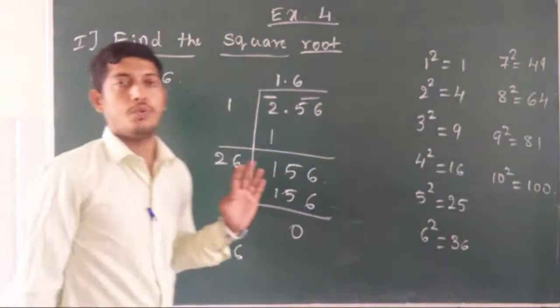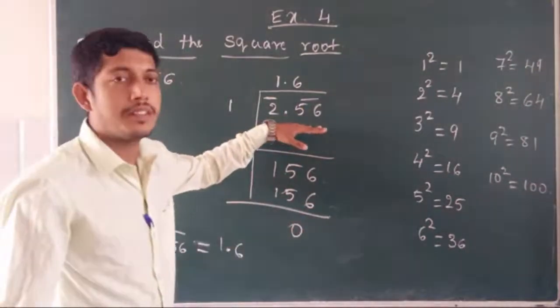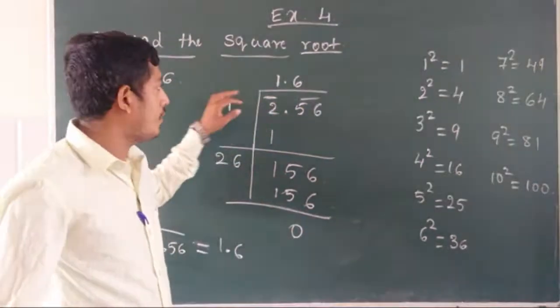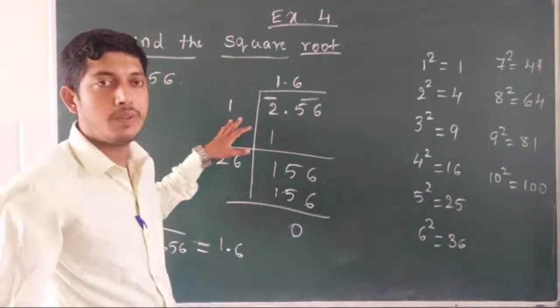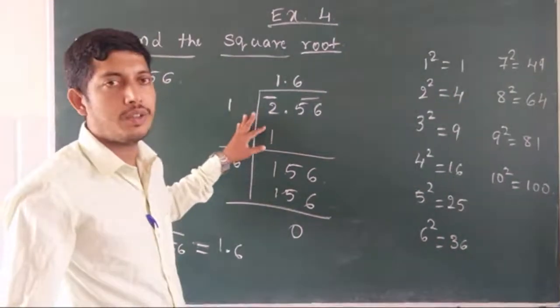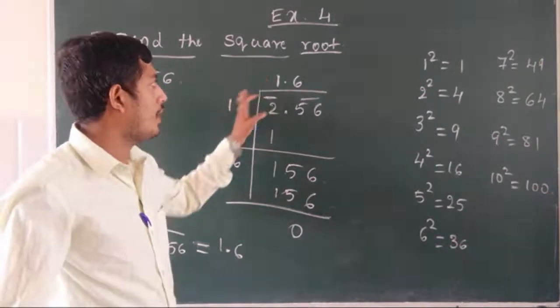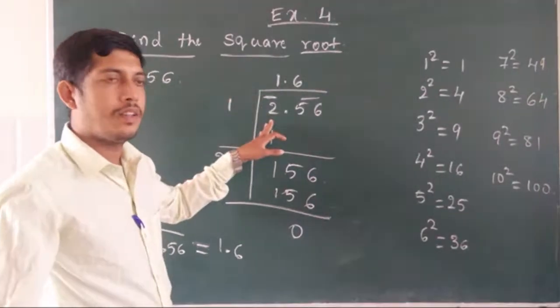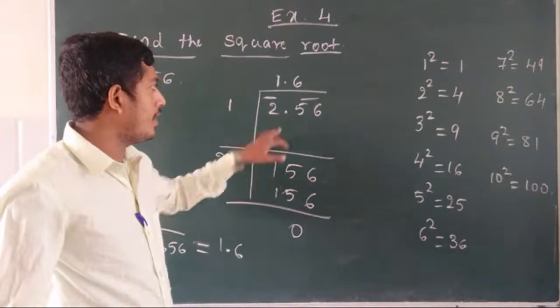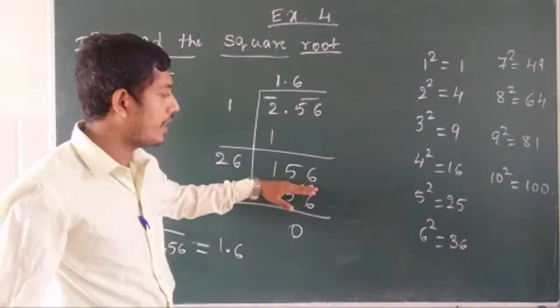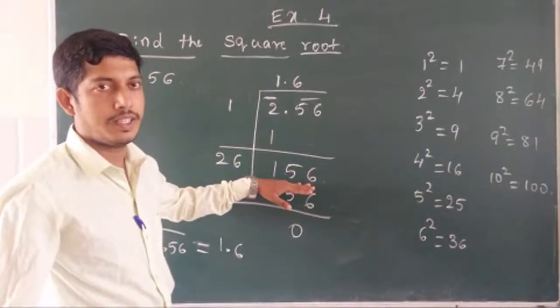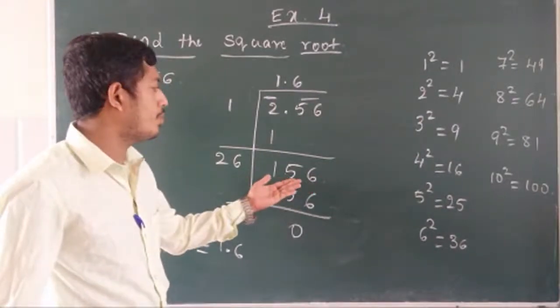So, what are the steps here? First, we have to pair the terms from the right hand side. Then we have to take the first pair and find the perfect square whose value is less than or nearer to the first pair. So 1 square, 1 into 1, 1. Then it gives 1, then one decimal point is present, so we have to put that here. We have to take the next pair downward. So it becomes 156. Then we have to see the last term.